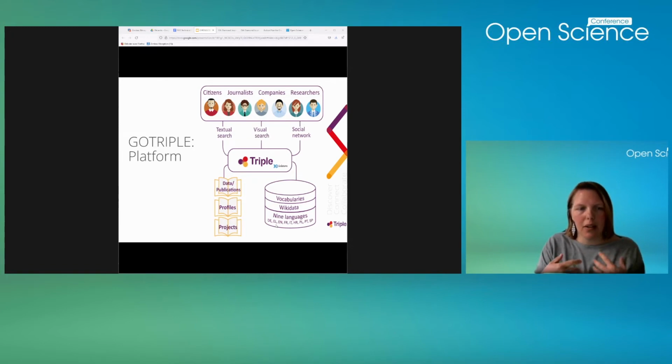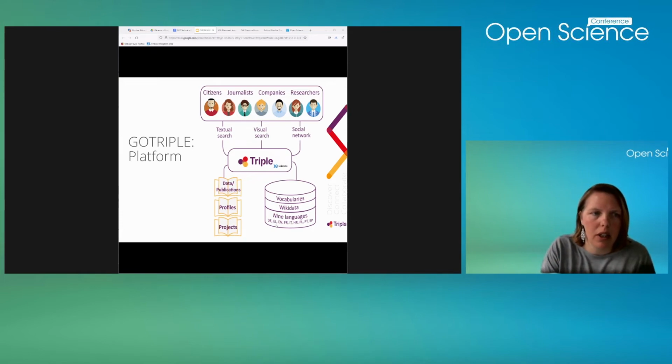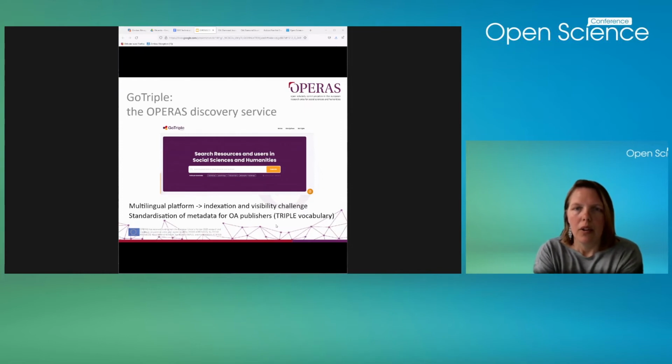So you can see here that it can be a very powerful tool for open access publishers in order to make their journals and their publications much more visible to researchers in Europe. From the publisher's point of view, this platform brings visibility and it contributes to the indexation of the content. It also contributes to FAIR publication, also by developing training for publishers to have better metadata quality. So thanks to this OPRAS Discovery Service, we try to solve the indexation and visibility challenge of open access publishers and to bring support to them thanks to the standardization of metadata, thanks to the Triple vocabulary.